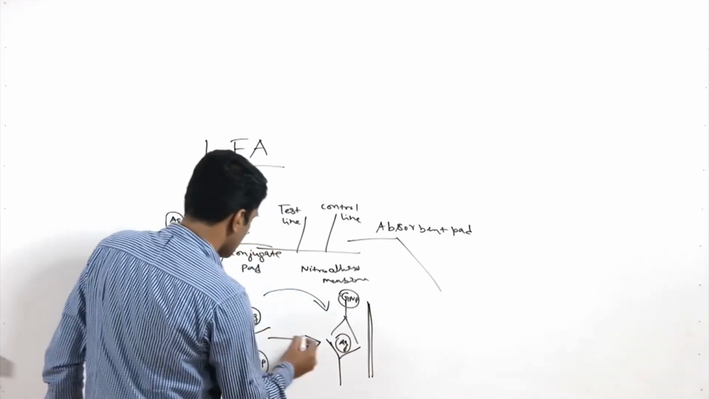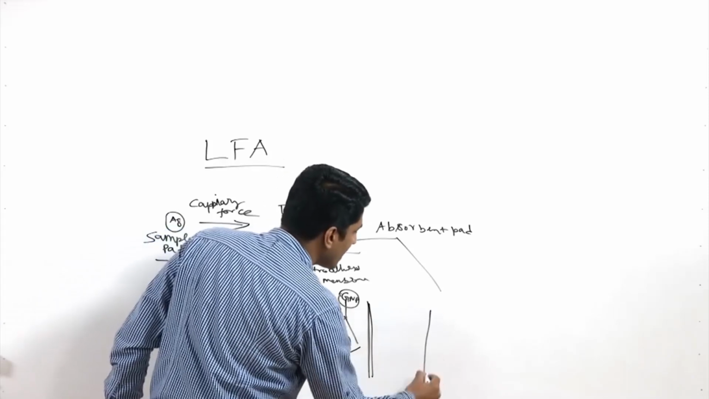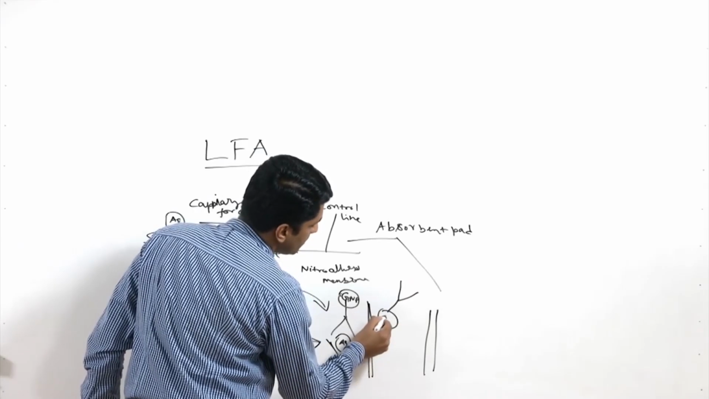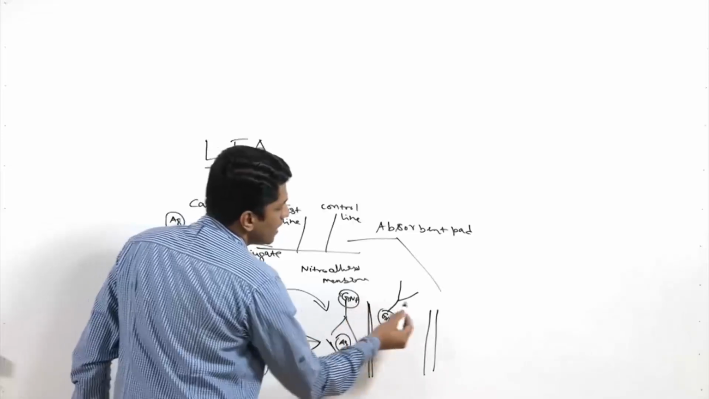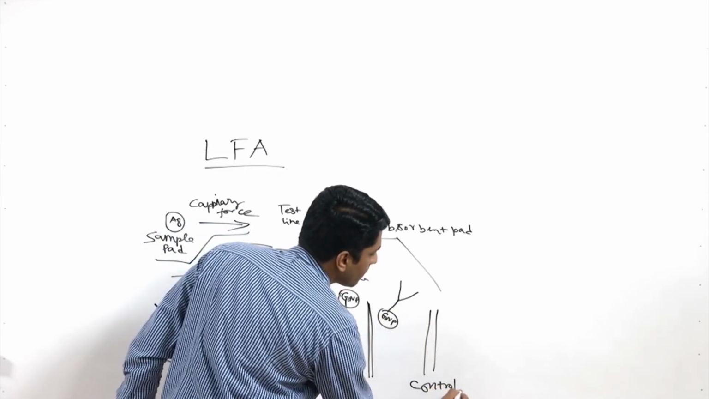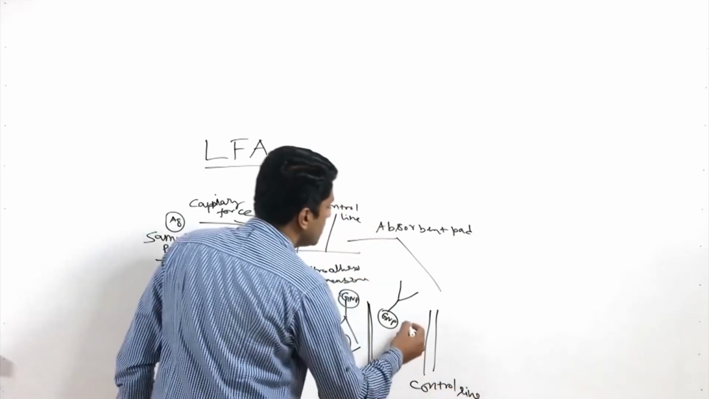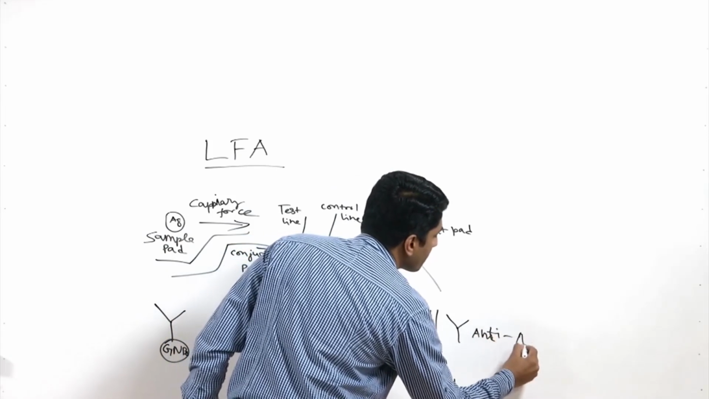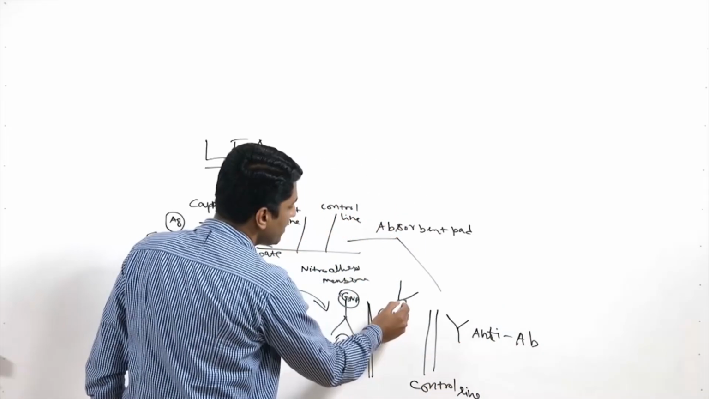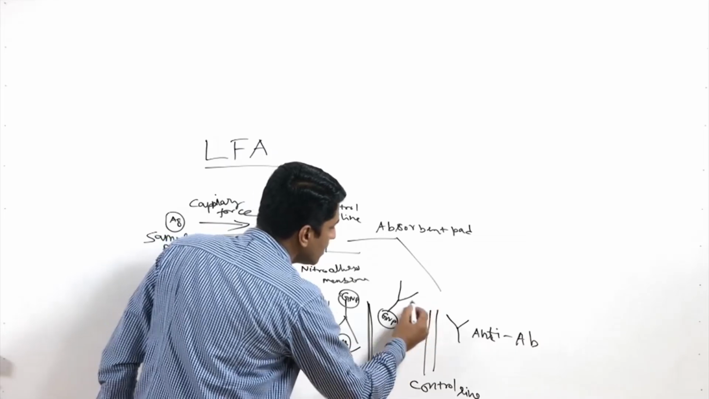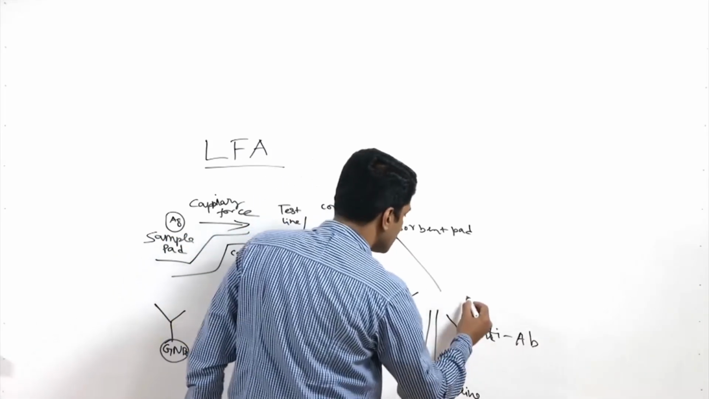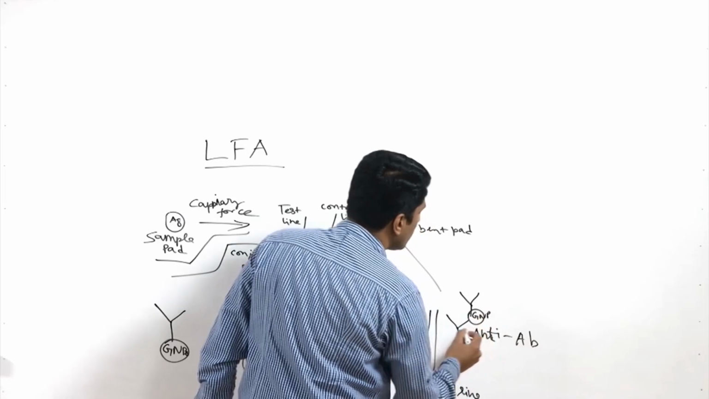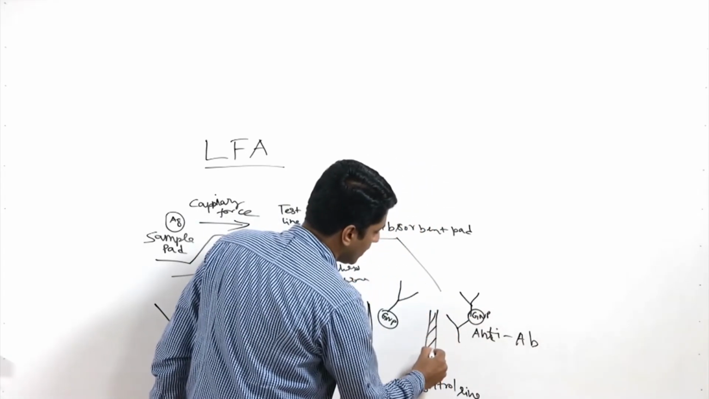and the unbound antibody will move to the next line, that is your control line. This unbound free conjugate antibody, which has the gold nanoparticles, will move to the control line. In the control line we will have an antibody which is specific for this conjugated antibody. So, this conjugated antibody will come and bind here, and it forms a color line here.